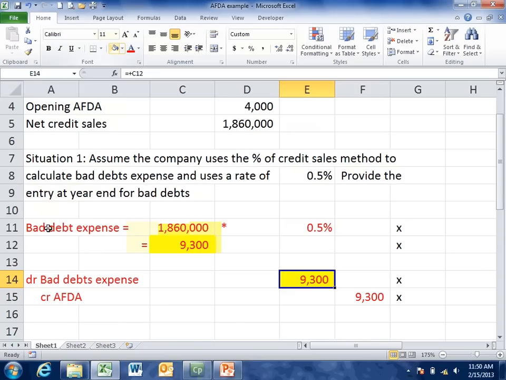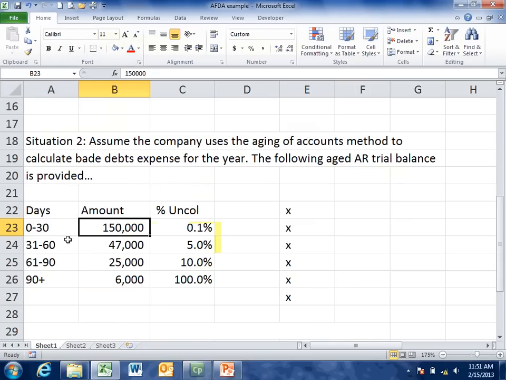So from 0 to 30 days, our customers owe us $150,000. From 31 to 60, they owe us $47,000. From 61 to 90, they owe us $25,000, and 90 plus, they owe us $6,000. And I've given you the uncollectible percentages here.